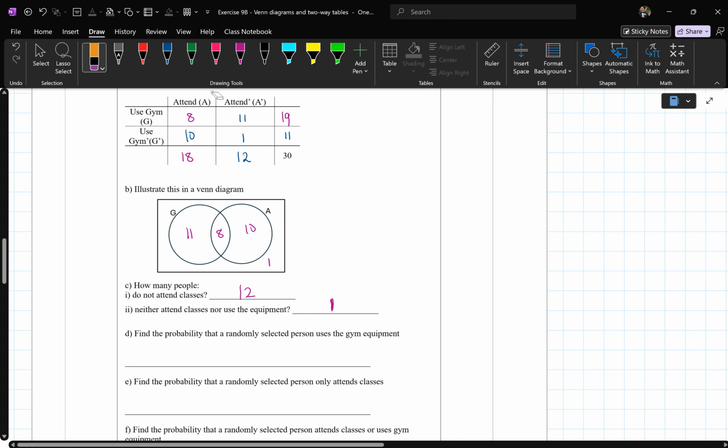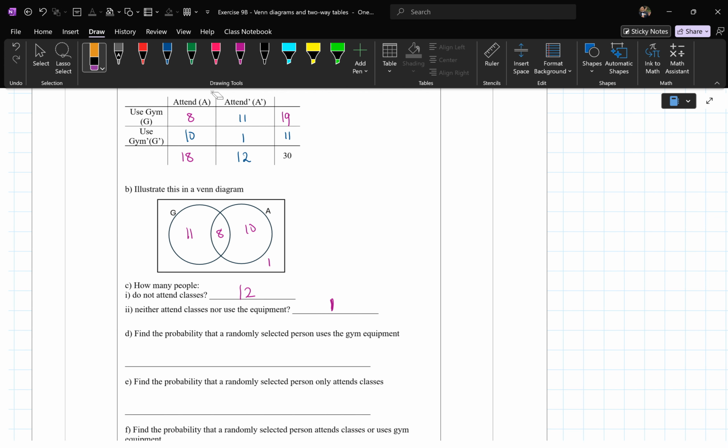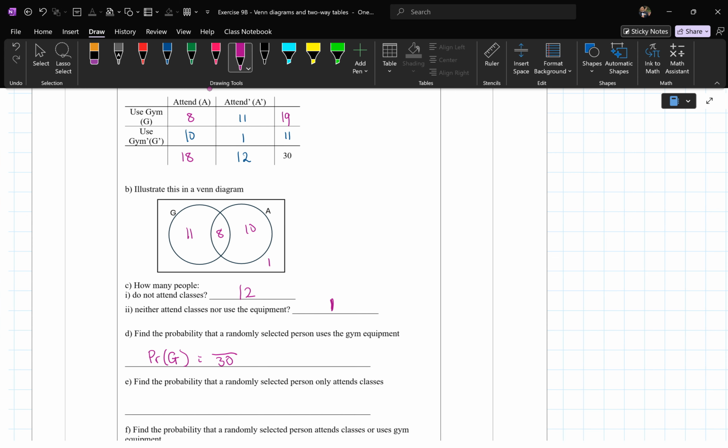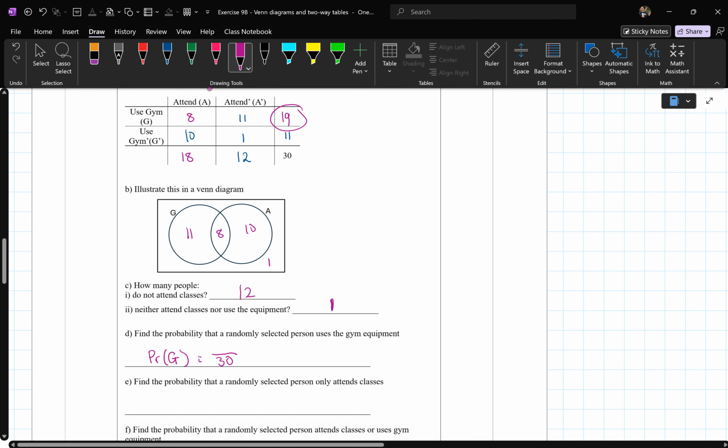And then find the probability that a randomly selected person uses the gym equipment. So the probability that someone uses gym equipment is the probability of G. Well, you've got a total of 30 people to choose from, and out of those 30 people, how many use the gym equipment? We know there's a total of 19 that use the gym equipment. So you have a 19 out of 30 chance of picking someone that uses the gym equipment.